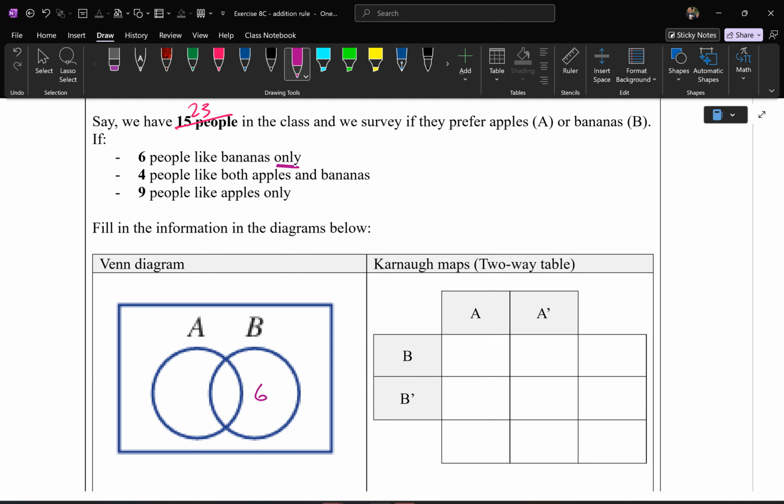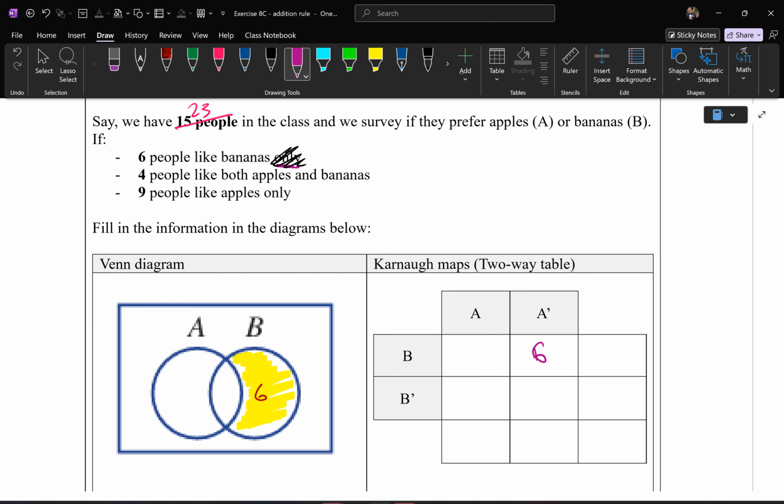Very good. Okay, so this is where it's B only and not part of A. Okay, if they said, and I'll just color the region just to make it clear, that's B only. If the word only wasn't there, then you would have colored all of that. Then you would have said the number of people that like bananas is 6 in total. But because they said bananas only, then I must only include this region here. So it means that in your Karnaugh map, the 6 does not go as the total of B. It's actually B, not apples. So the 6 goes here.